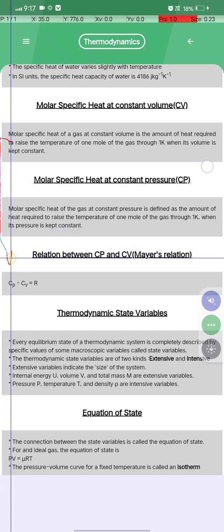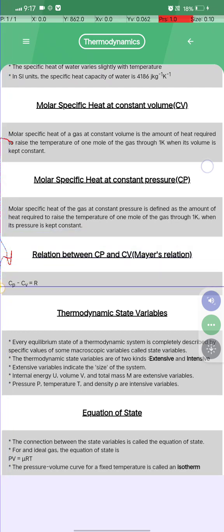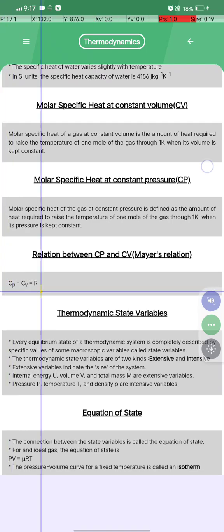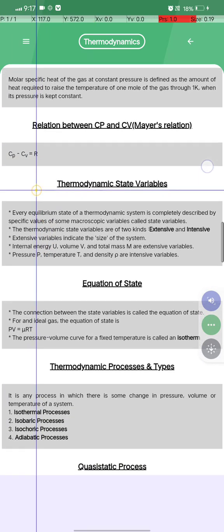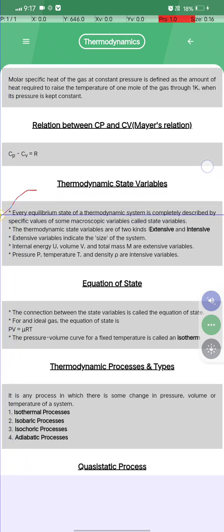Relation between the CP and CV, Mayer's relation जिसे कहते हैं. CP minus CV is equal to R. Thermodynamic state variable. Every equilibrium state of a thermodynamic system is completely described by the specific value of some macroscopic variable, called state variable.